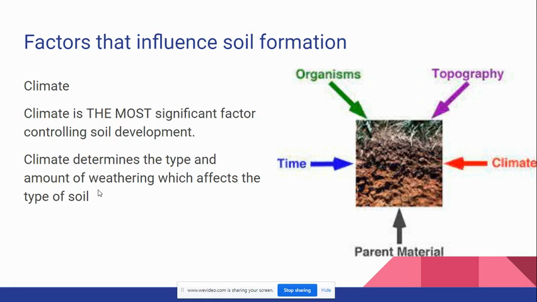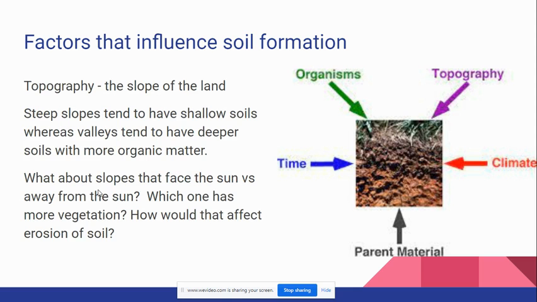Factors that influence soil formation: climate, the most significant factor, right? We learned how climate can affect weathering and chemical weathering and so on. Topography, which is the slope of the land. Steep slopes have shallow soils, whereas valleys, that's where soil tends to accumulate, right? That's going to have deeper soils, more organic matter.